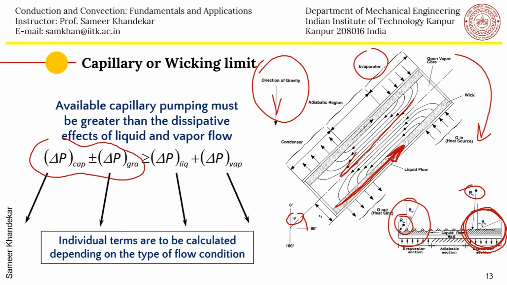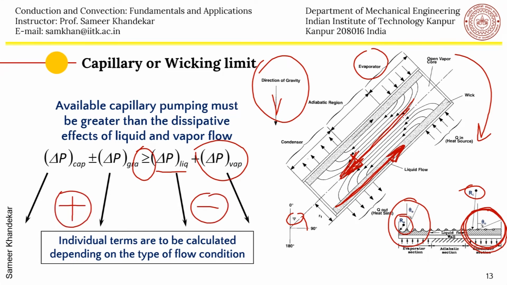So if you are able to calculate these four terms, we have to always make sure that the delta P capillary and delta P gravity should always be greater than or equal to the dissipative forces, which is the negative part. So we have to always ensure that these particular terms are greater than this particular term, so that the heat pipe will not stop. And when it is not, the left hand side becomes smaller than the right hand side, essentially the heat pipe cannot operate, and we say that a dry out has occurred. That means the heat pipe has stopped operating.